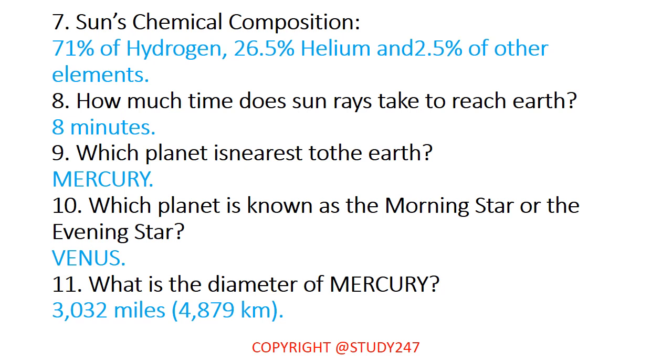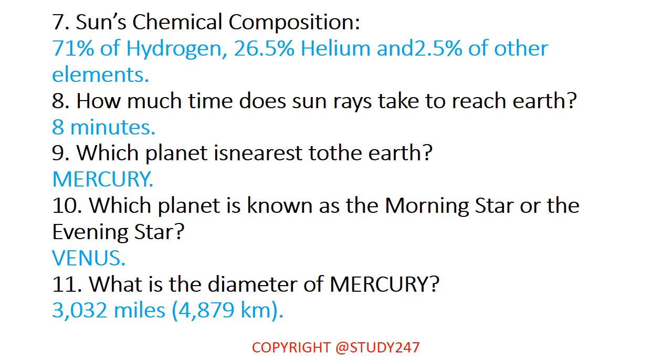Sun's chemical composition, as I have already told you, 71% of hydrogen, 26.5% of helium, and 2.5% of other natural elements. How much time does Sun take to reach Earth? About 8 minutes. Which planet is nearest to the Earth? That is Mercury. Which planet is also known as morning star or evening star?